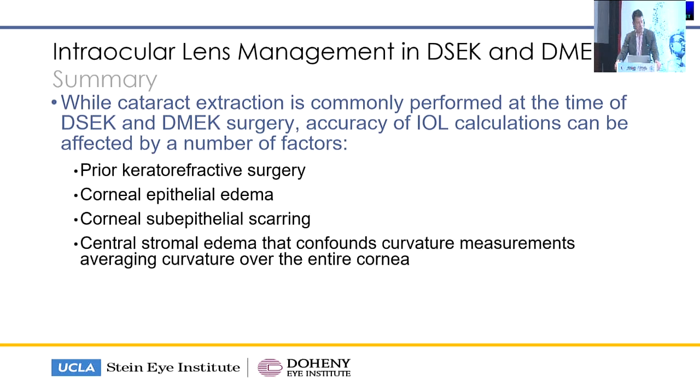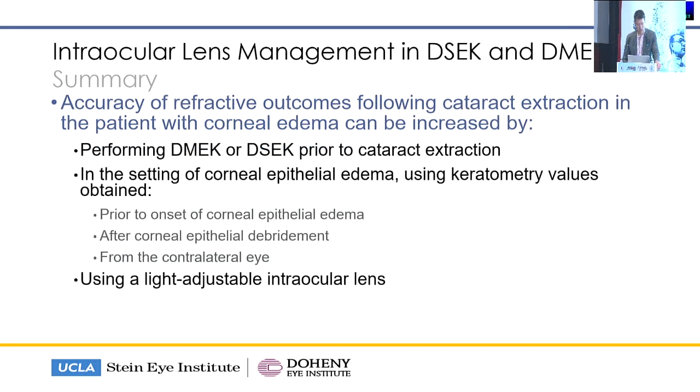Also, even if the patient doesn't have epithelial edema, we all know that patients with Fuchs, for example, have typically central edema, stromal edema, that can cause a contour change. And once that edema resolves, then the cornea becomes flatter. So I think that's one of the common sources of error in our IOL calcs in patients undergoing DMEK cataract surgery with Fuchs. So the accuracy of refractive outcomes in patients with corneal edema can be improved.